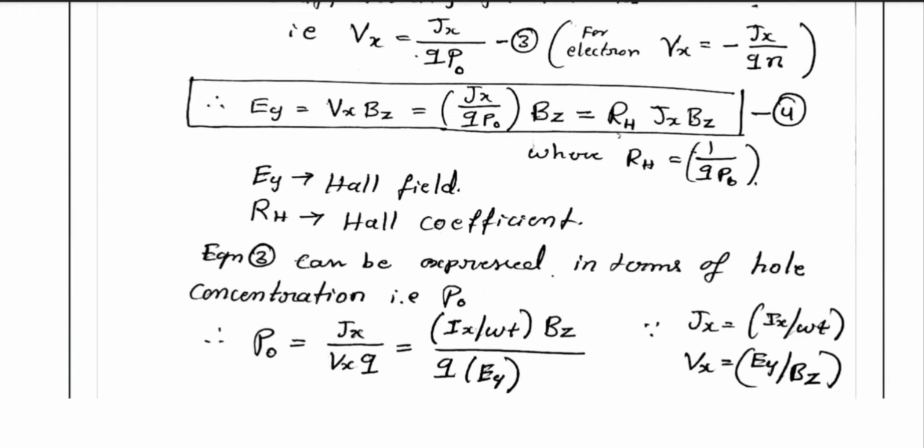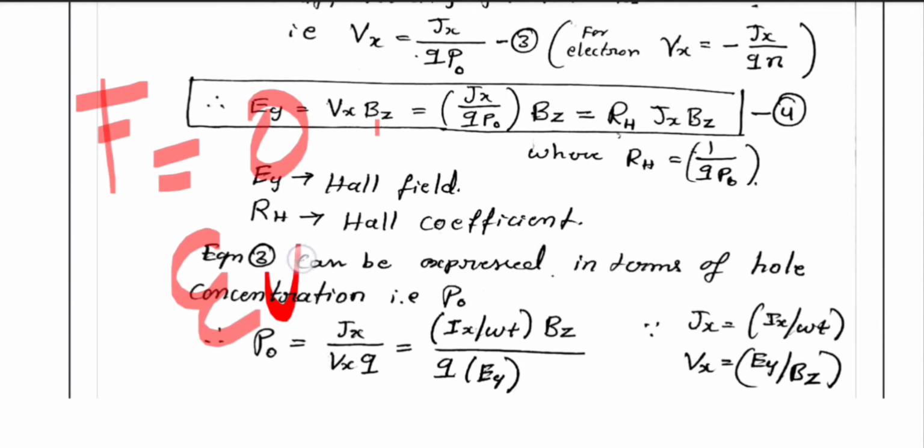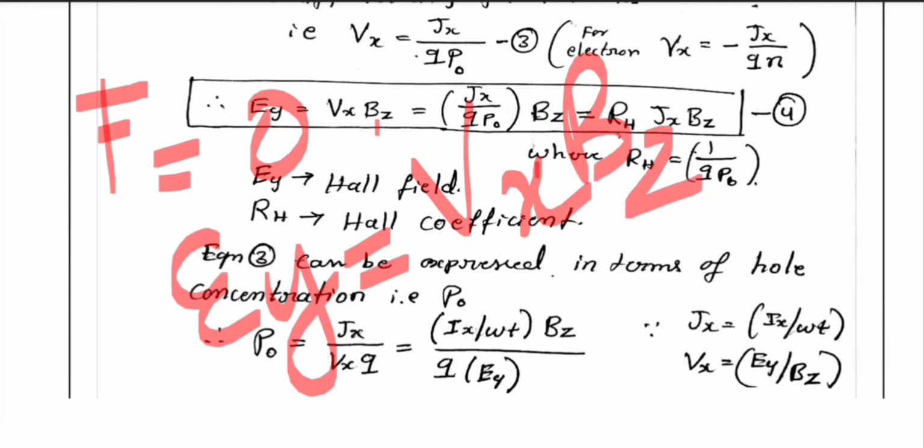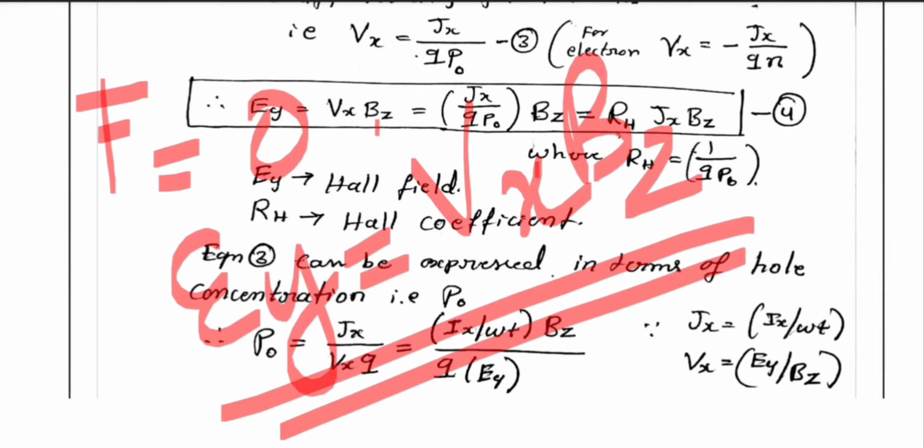So here in this equation Vx is equal to Jx by QP. Now what is the electric field Ey? Electric field Ey is equal to Vx into Bz. That also we have seen. In order to have a total net force F equal to 0, what we have to do? Ey should be equal to Vx into Bz. So this we are substituting. Here the Vx value we will be substituting.